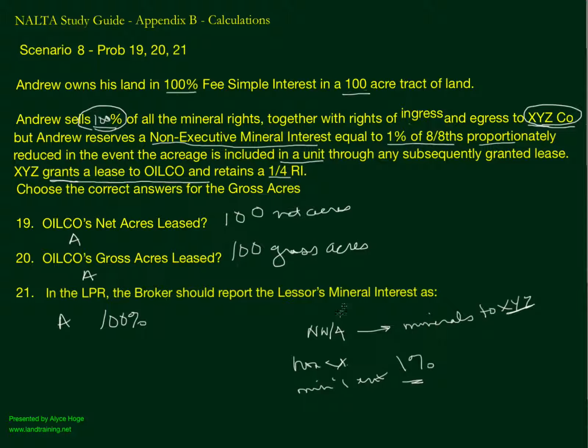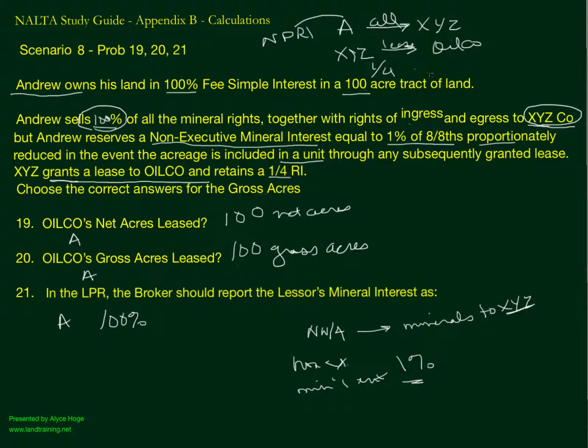But the thing I want you to recognize is what happened is Andrew starts off with the land and then he conveys his land to XYZ. So Andrew conveys all to XYZ. And then XYZ conveys, or rather leases, to Oil Co., keeping a, what was it? A 1/4 royalty interest. Now, Andrew kept this non-participating royalty interest.